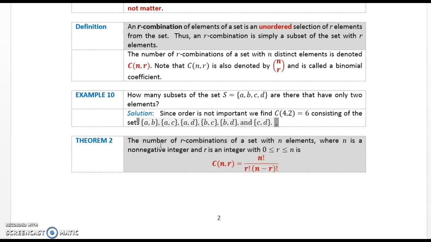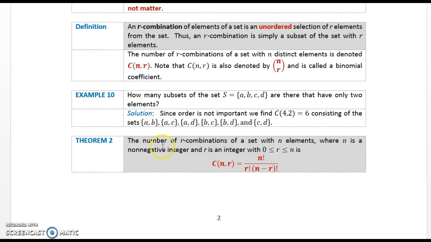Definition. An r-combination of elements of a set is an unordered selection of r elements from the set. Thus, an r-combination is simply a subset of the set with r elements. The number of r-combinations of a set of n distinct elements is denoted C(n, r). Note that C(n, r) is also denoted n choose r and is called a binomial coefficient.